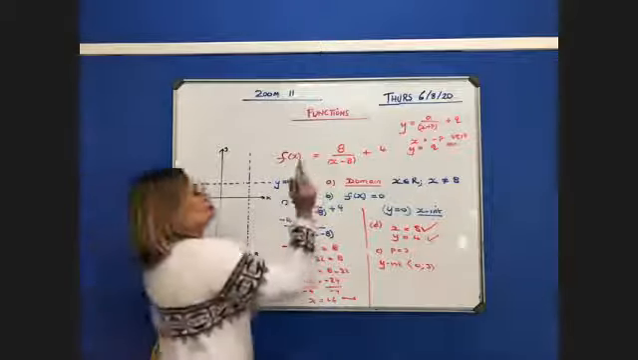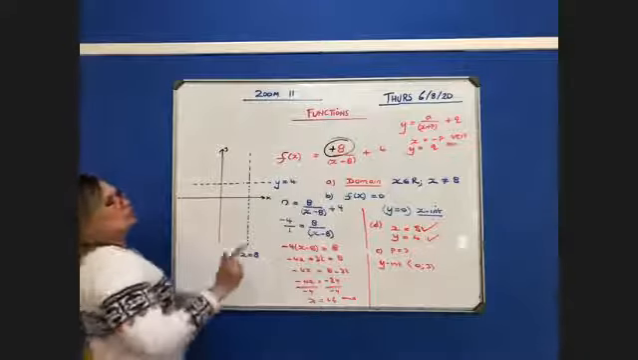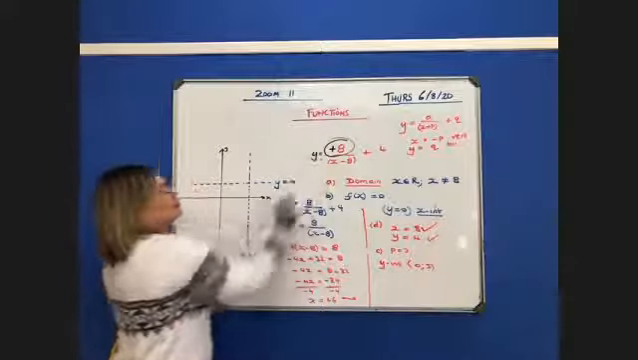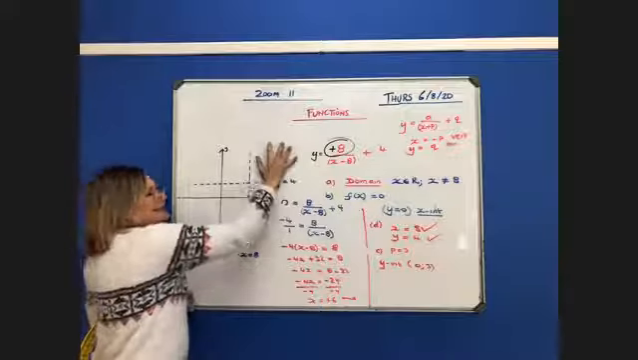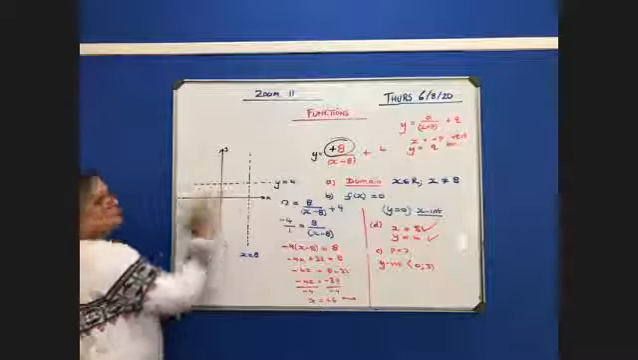Now, I told you on my first video, if your numerator is positive, you're going to draw your hyperbola in quadrant 1 of your asymptotes, and here in quadrant 3 of your asymptotes.